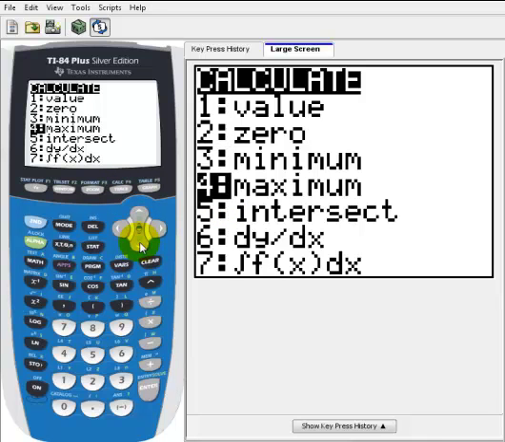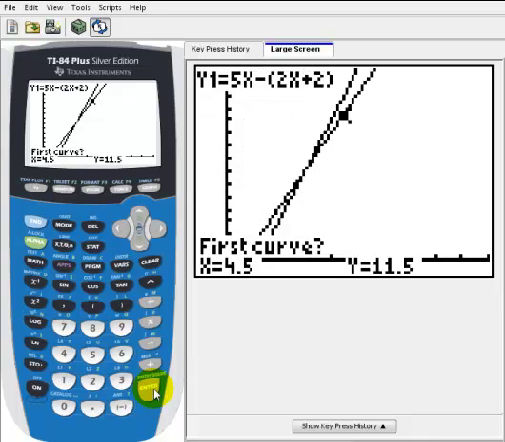You can either just hit the 5 key, or you can arrow down and press enter when the highlighter is on 5. Now your calculator is going to ask you for a first curve and a second curve. That's done in case you've got more than two equations graphed at the same time. You've got to narrow it down for the calculator which two curves on the screen you want the intersection of. If all we've got is two equations, it doesn't matter which one you think of as the first and which as the second.